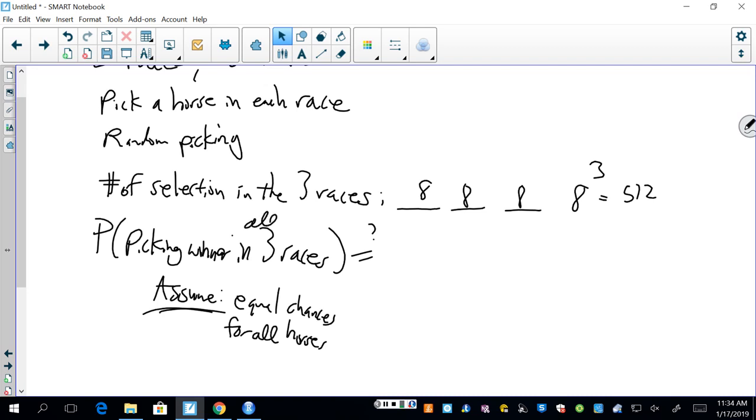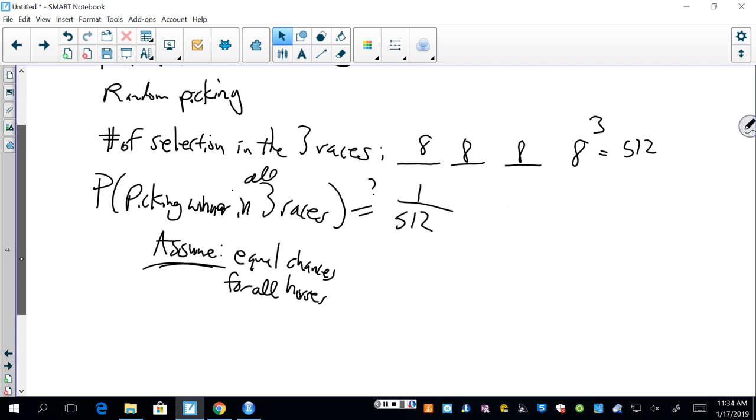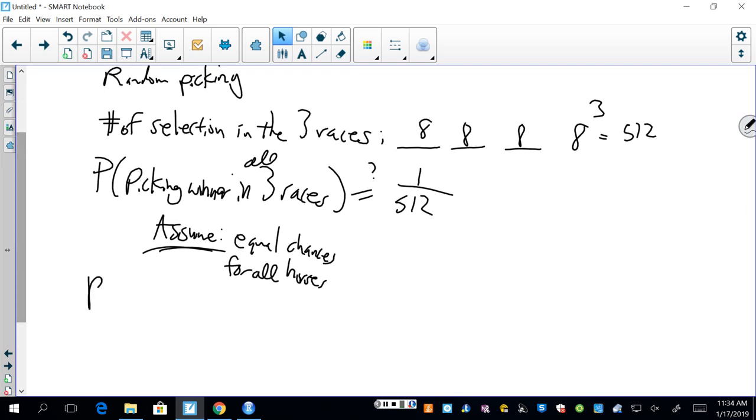Yeah, there's only one way to do that. You've got to pick the right one, that one right one there. So just 1 out of 512, or less than about 0.2%. What's the chance that you pick the winner in at least 2 races?